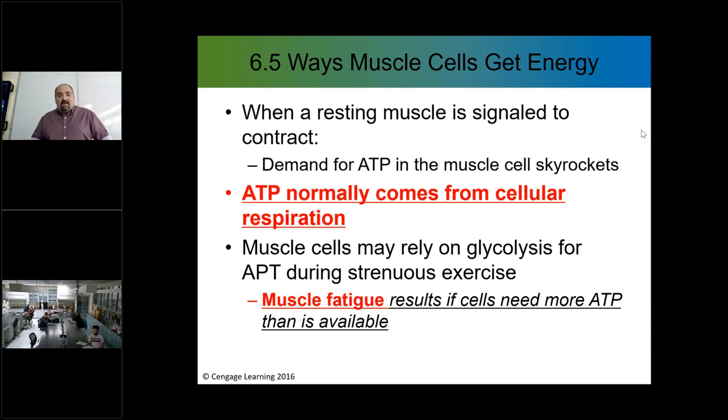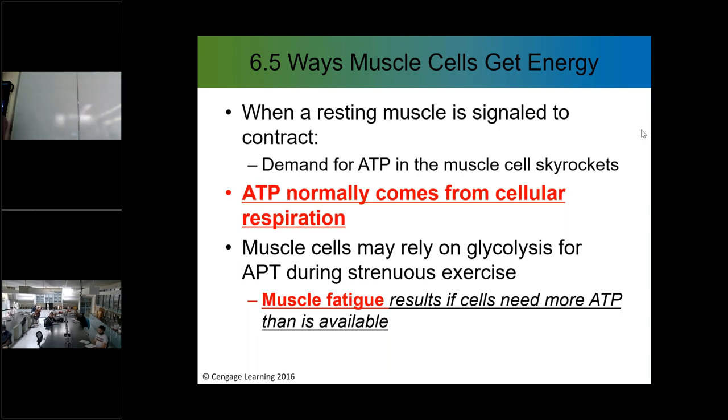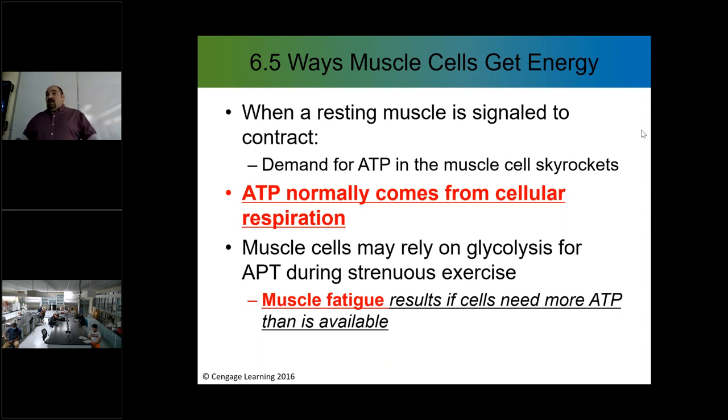But we're talking here more about muscle fatigue. It results when cells need more ATP than is available. I said to you that ATP is important, involved with calcium, all involved in the whole muscle contraction. If we've exercised so much that we've depleted a lot of the ATP, that's genuine muscle fatigue, where you just feel like, I can't do another thing. I've got to just lay down and rest. Muscle fatigue.